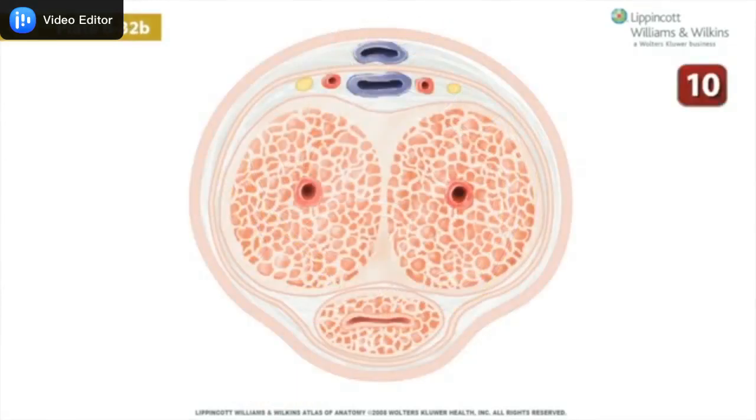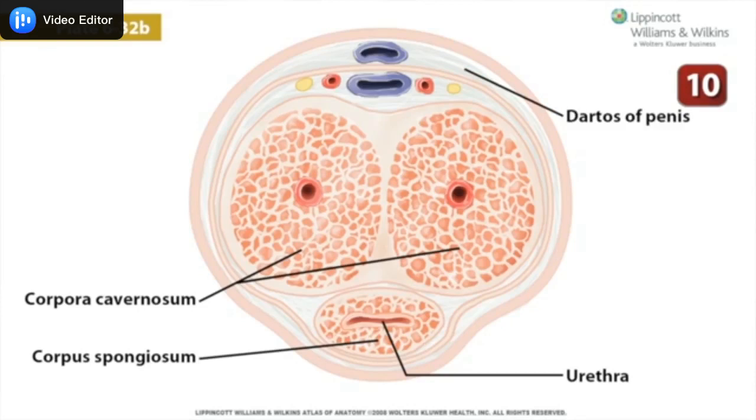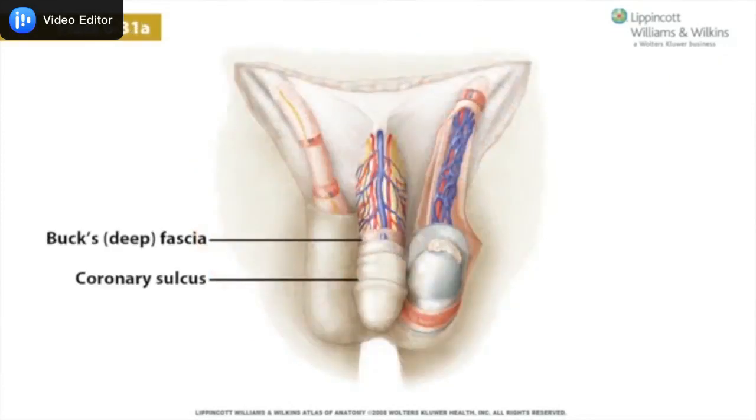The components of the shaft of the penis, which are the left and right columns of corpora cavernosa that formed the crura, and the column of corpus spongiosum that surrounds the urethra on the ventral surface of the penis, are held together by two layers of fascia deep to the skin. These are the dartos of the penis, which is continuous with the dartos fascia in the scrotum, and the deeper Buck's fascia. Both layers extend as far superiorly as the coronary sulcus.